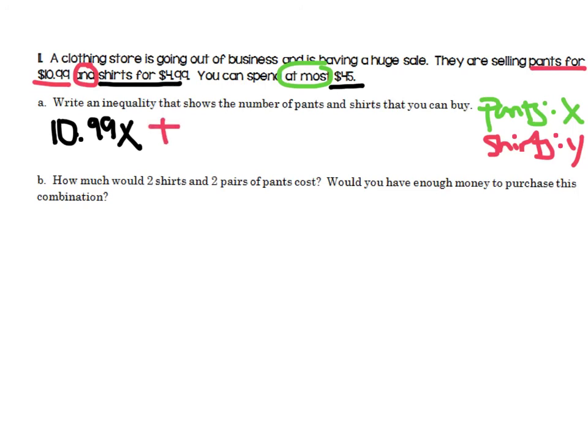The shirts are $4.99, so 4.99y for shirts. Don't put an equal sign. Now the total amount we have is $45. So we can spend at most $45. So if you need to, look back and check what inequality sign we would use. Hopefully you guys agree that it's less than or equal to.